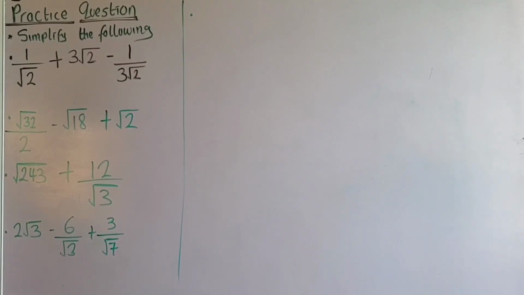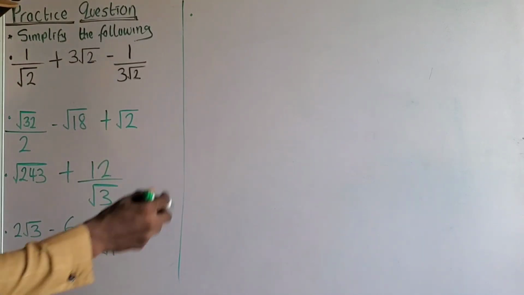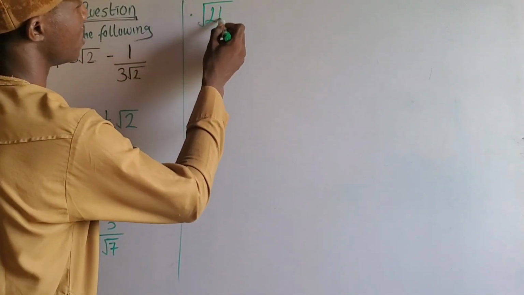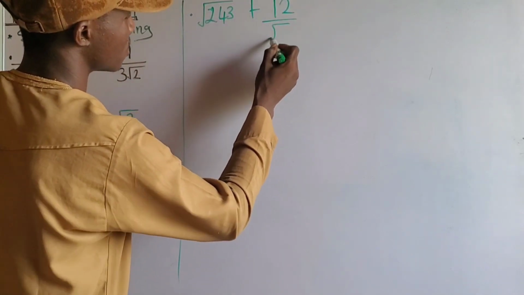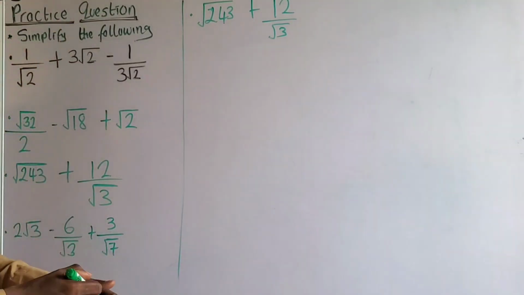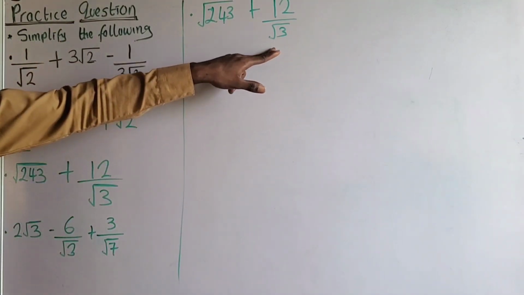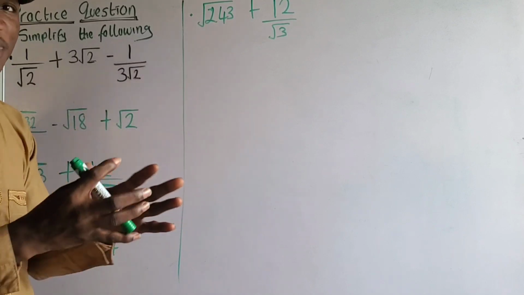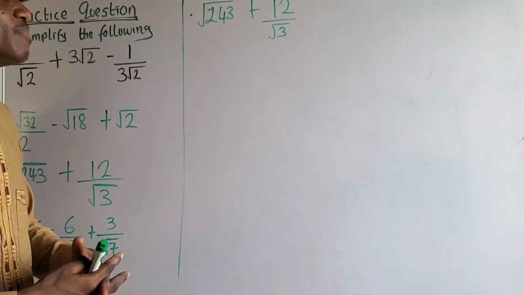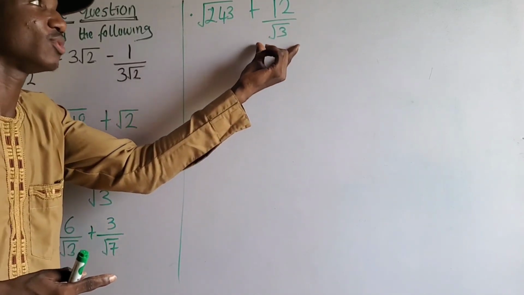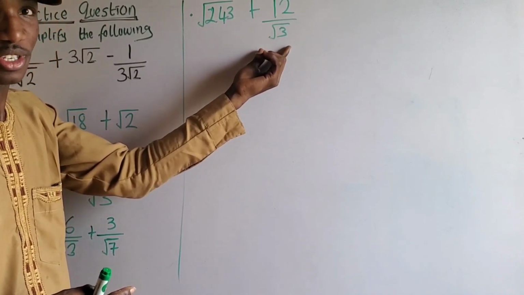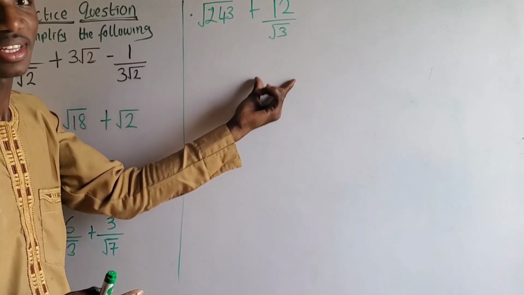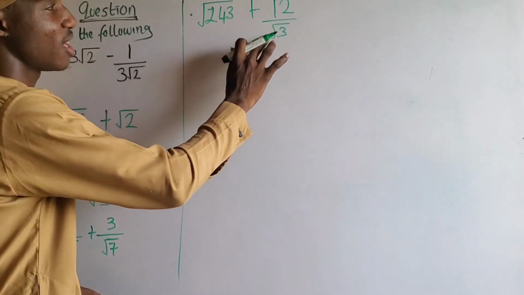We are asked to simplify the square root of 243 plus 12 all over root 3. Now, look at what we have here. We have an irrational part. In an attempt to make this more simple, just rationalize this fraction. The reason is because we have root 3 at the denominator. So, let us first rationalize 12 over root 3.